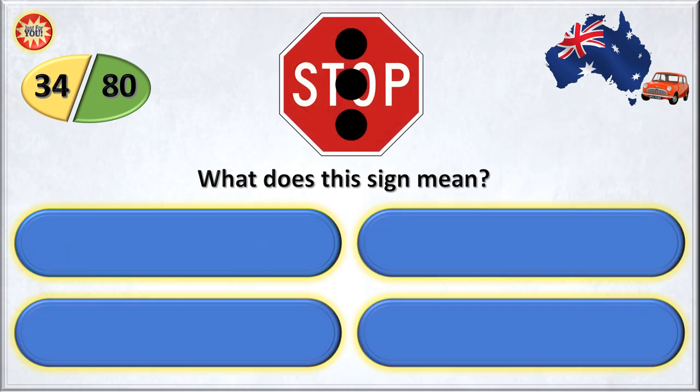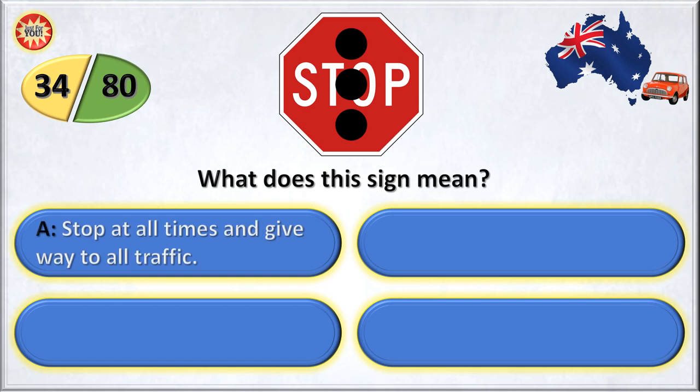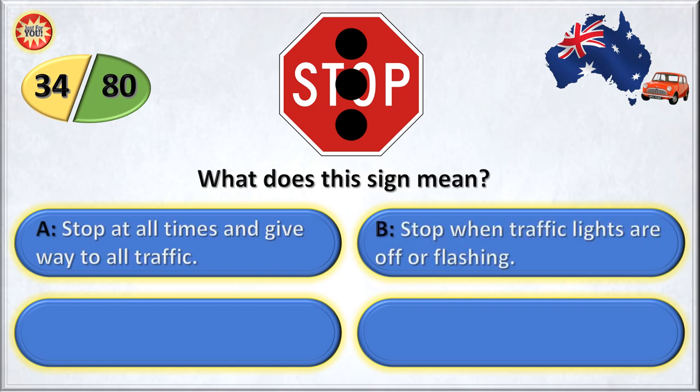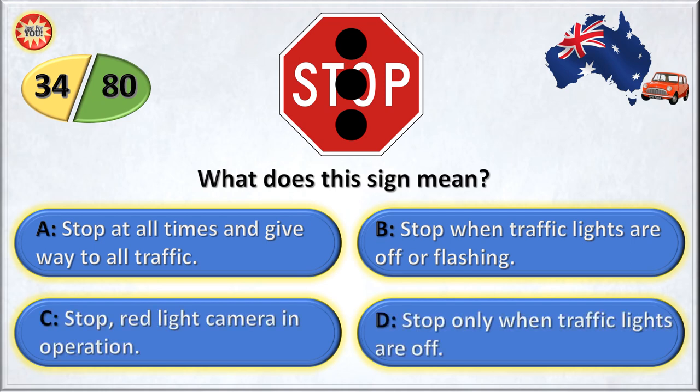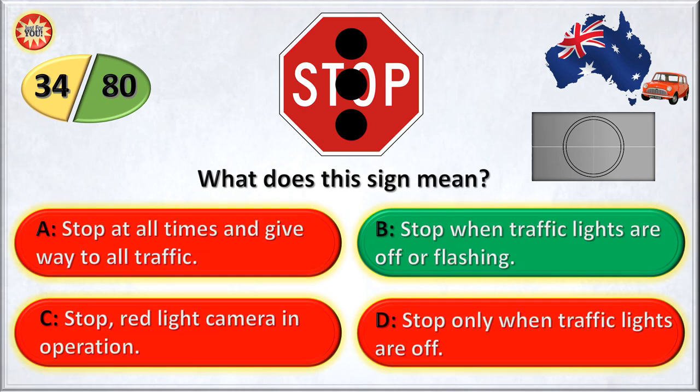What does this sign mean? Stop at all times and give way to all traffic. Stop when traffic lights are off or flashing. Stop, red light camera in operation. Stop only when traffic lights are off. Stop when traffic lights are off or flashing.